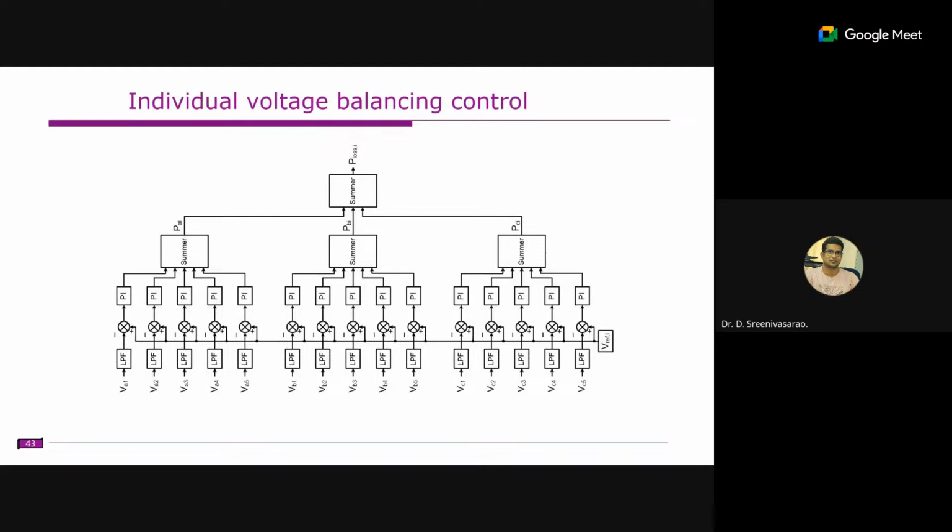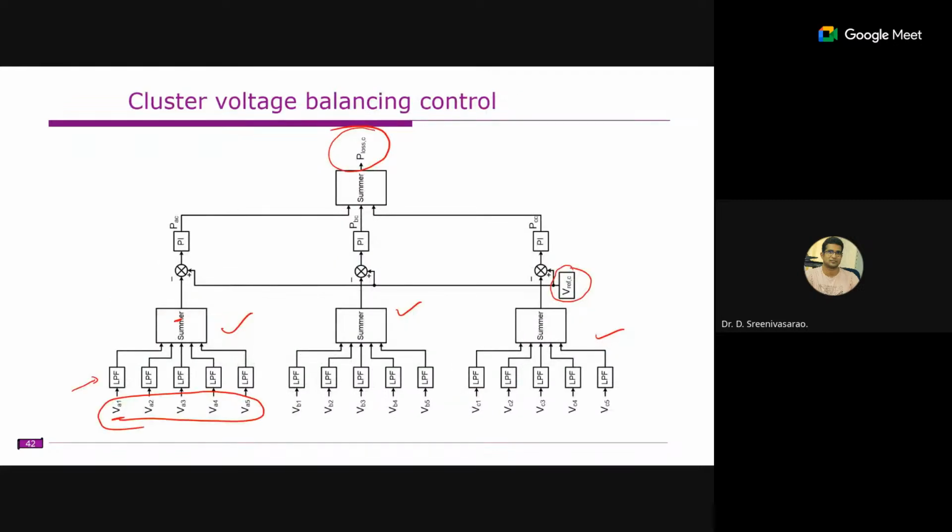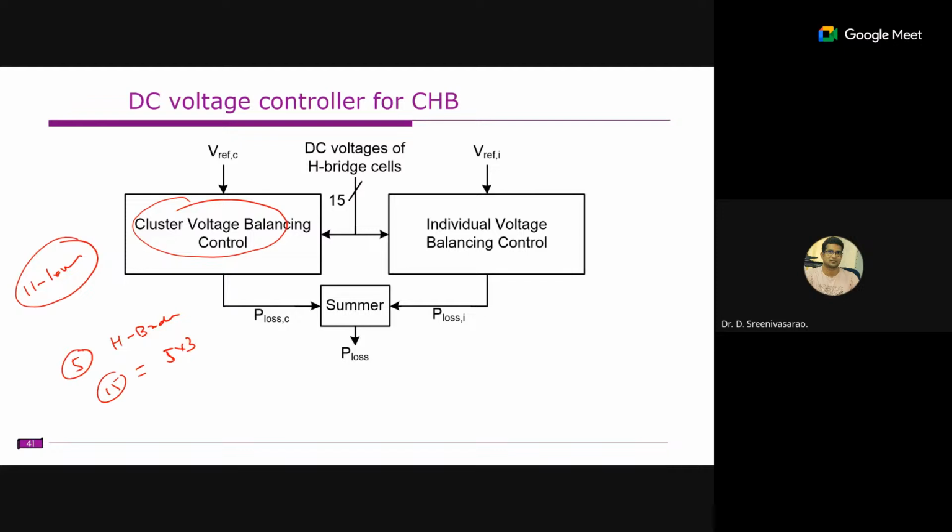So this is individual voltage balancing for all the 15 voltages. These are A phase voltages, B phase voltages, and C phase voltages. We compare with a reference value, and these are individual PI controllers. This entire thing is clubbed together as one loss component. The total loss component will be the cluster voltage balancing loss plus the individual voltage balancing loss. We add these, and this is the total P loss that is obtained. This way you can control the cascaded H-bridge converters.